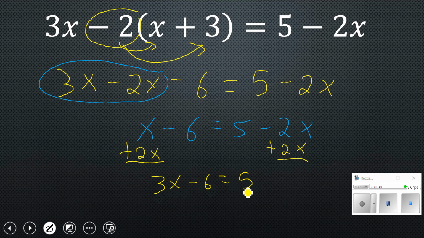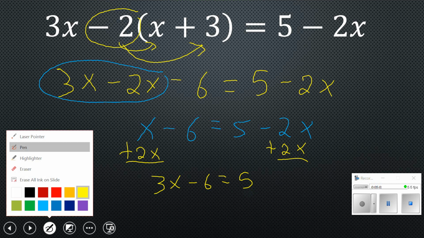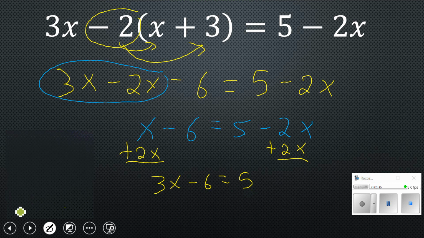And then we have a two-step equation. Again, we're going to add 6 to both sides here. And once we do that, I'm going to skip that step. We've added 6 to both sides. So we get 11 over here. And then we're going to divide by 3. And so we get x equals 11 thirds.